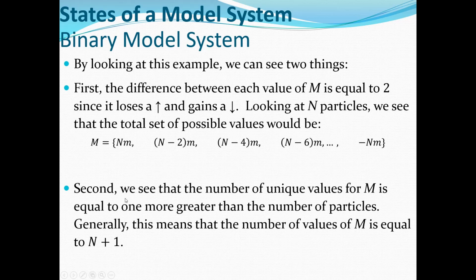The other thing that you should have noticed was, and this is what I said before, the number of values for m, the unique values for m, is always going to be one more than the number of particles that we have. And that basically ends up saying the number of values for m is equal to n plus 1. So the number of values for m is always going to be n plus 1.